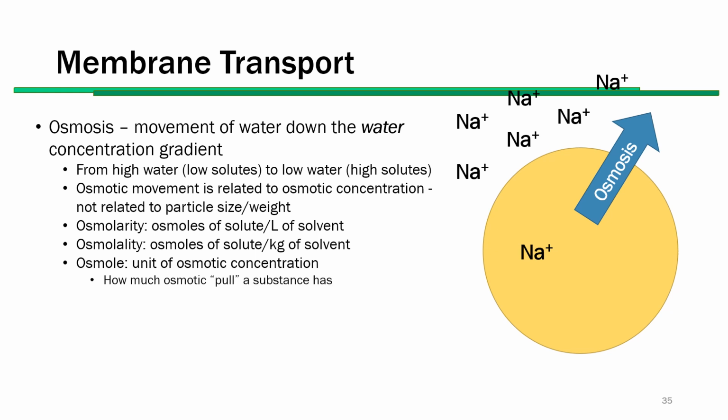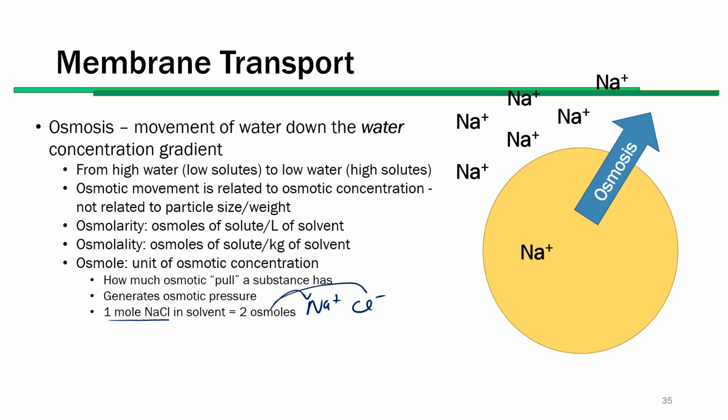An osmole is a unit of osmotic concentration. An osmole is how much osmotic pull that substance has. What kind of pull is it drawing that water with? Osmole generates osmotic pressure. 1 mole of sodium chloride in solvent is 2 osmoles because sodium chloride is going to dissociate into a sodium ion and a chloride ion. So it is 1 mole of sodium chloride, but 2 osmoles because you have 2 ions that dissociate.